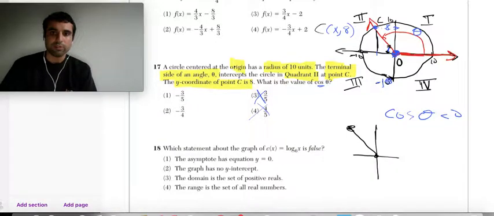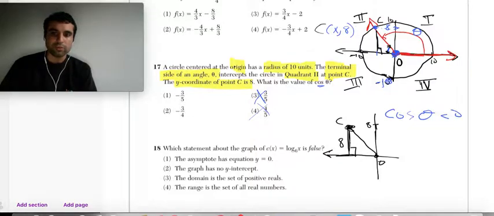C is (x, 8). This is point C, here's point O, right? They said the y-coordinate is 8, but the radius of the circle is 10. But that's okay, because we have to go up 8 units from the x-axis to get a y-coordinate of 8. Here I have a right angle right here. And here I have my reference angle.